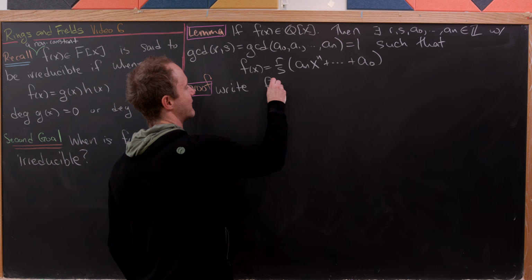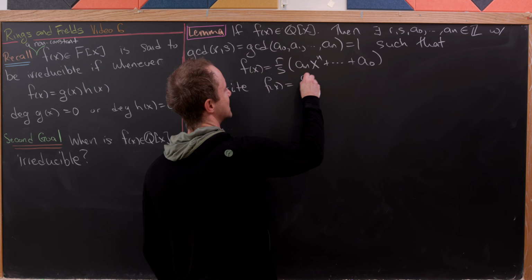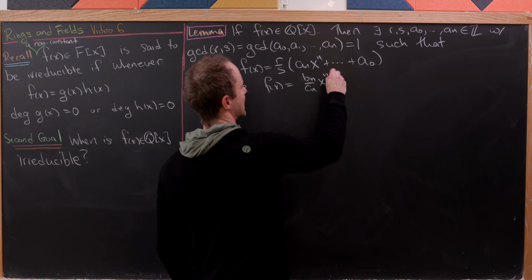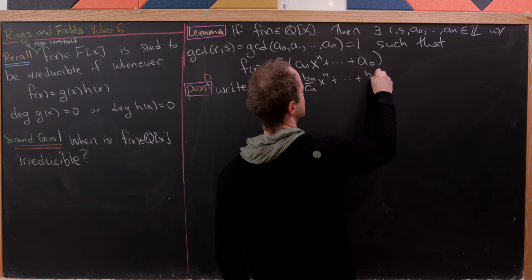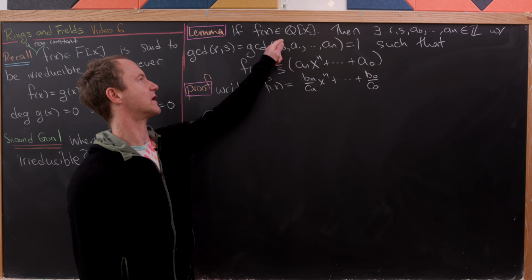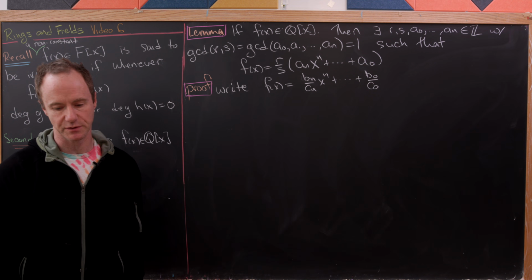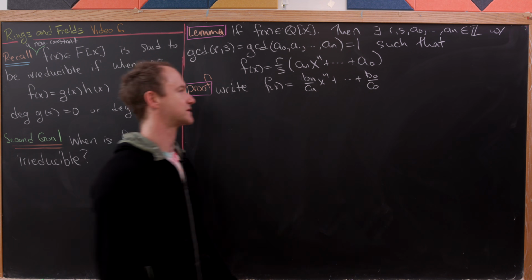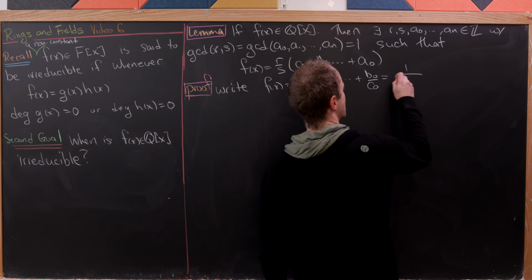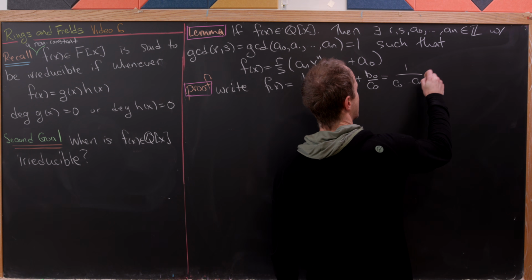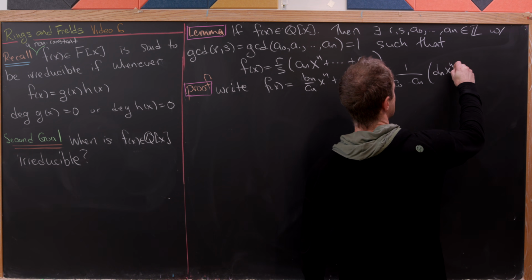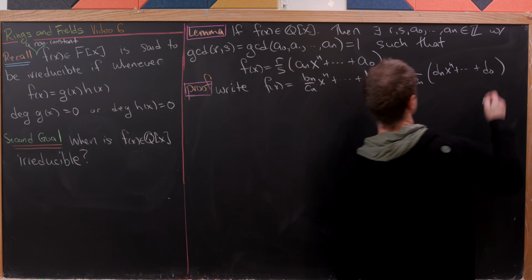So let's write f of x as bn over cn times x to the n plus all the way down to b0 over c0. We're able to do this because we know that all the coefficients are rational numbers, so we're just exhibiting them as rational numbers. Now what we're going to do is factor out all the denominators. So this is going to be 1 over c0 multiplied up to cn, and then we'll have dn x to the n added all the way down to d0.